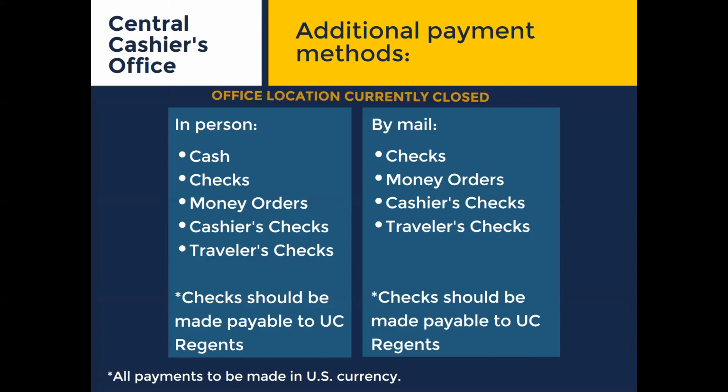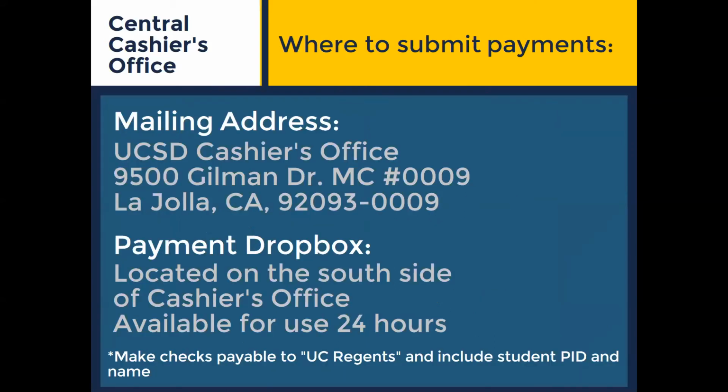Any form of check payment should always be made payable to UC Regents. Also with your payment, be sure to include your full name and PID. If you'll be mailing in a payment, the mailing address is as follows. UCSD Cashier's Office, 9500 Gilman Drive, mail code number 0009. It's very important that you include the mail code as this specifies the exact department location to send the check.